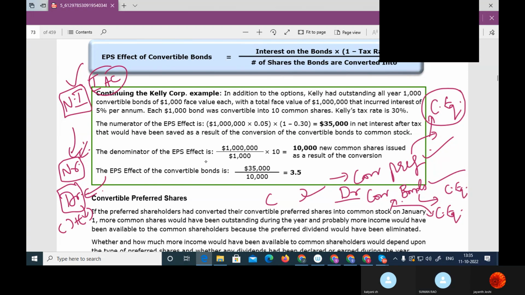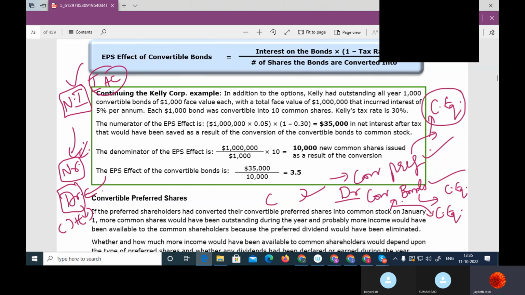So the numerator effect is that the convertible preferred stock dividends would not be paid to preferred holders in the future, because they have got converted into equity. So that will be added to income available to common shareholders in the numerator, and in the denominator these preferred stocks are getting converted into common stock, so that would be added to the already existing equity shares.